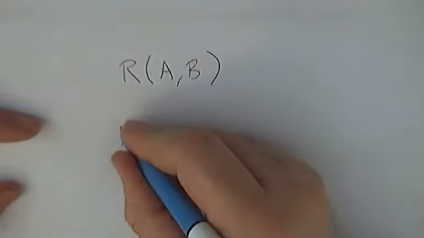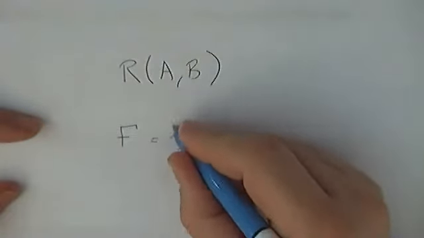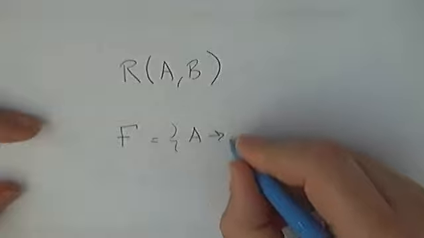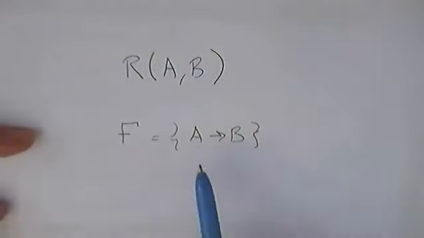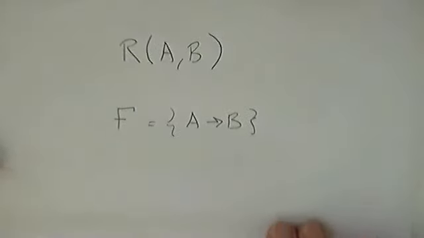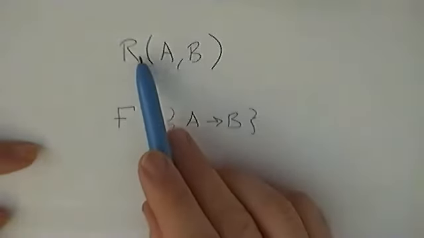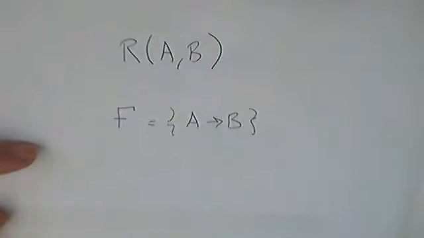Okay, now F equals A determines B. Okay, so we have the functional dependency A determines B occurring over R here. Okay, so now I want to ask, what is a super key of this? Give me a super key of this table here.